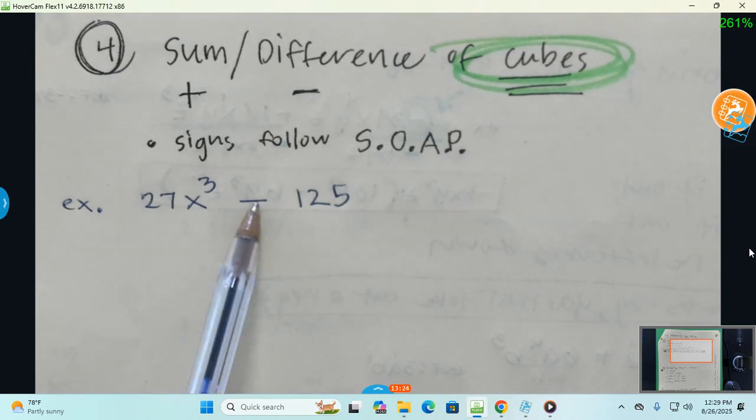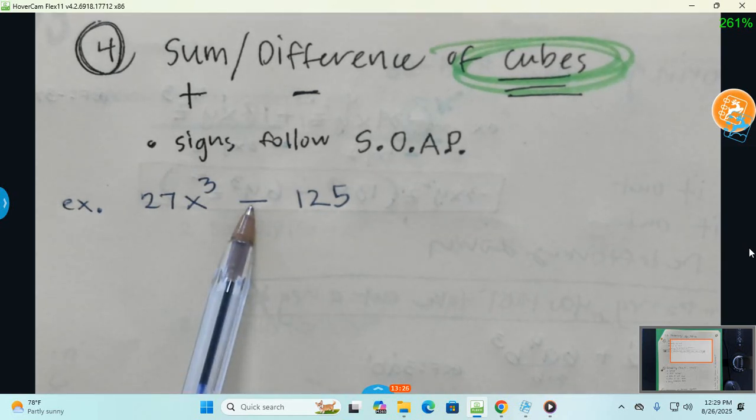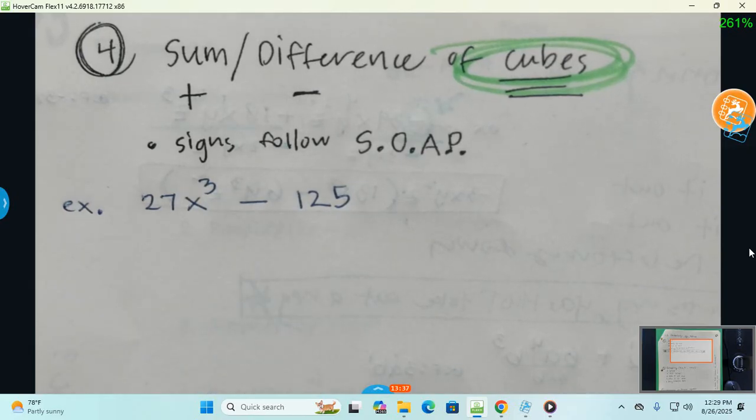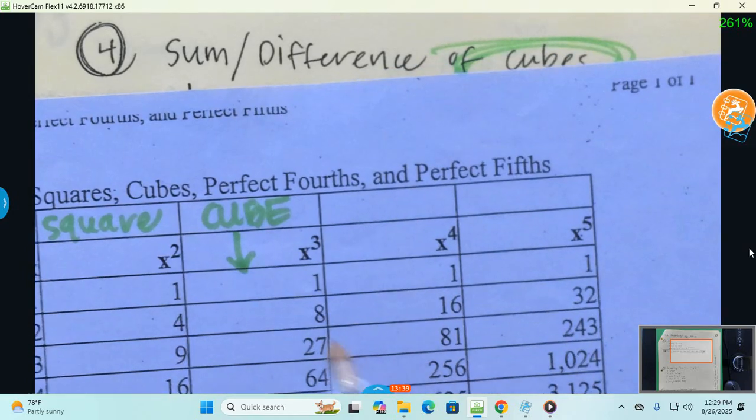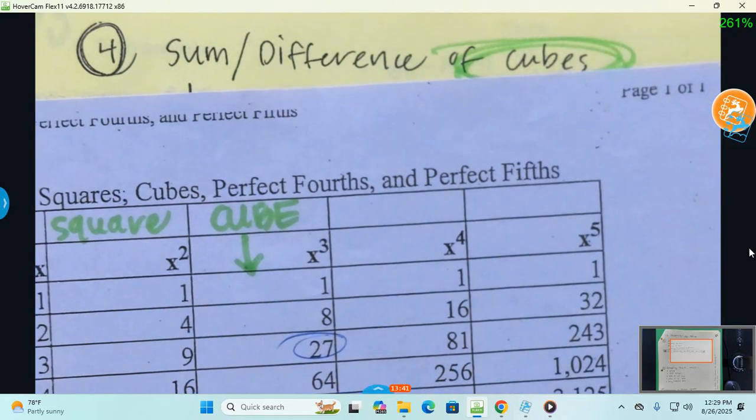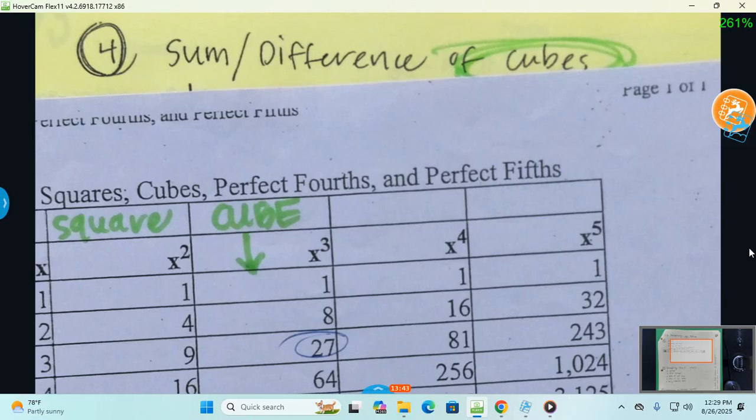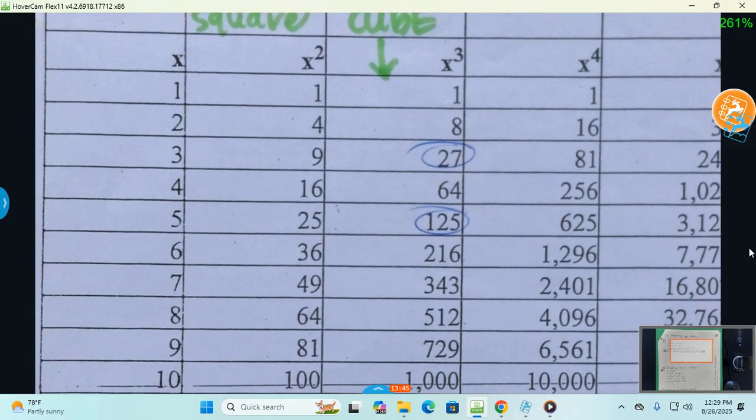This is not the breakup story. Now, a lot of people say, but they're having their differences. Yeah, they are. But this is a cube. The breakup story is only for the difference of perfect squares, and that's not what this is. However, if you go to your cube sheet, we see 27 is a perfect cube, and we see 125 is a perfect cube.